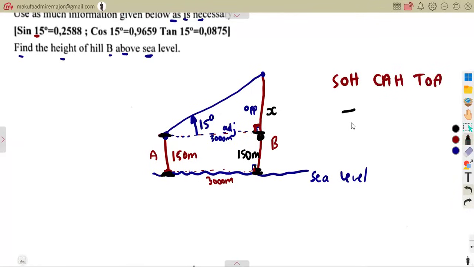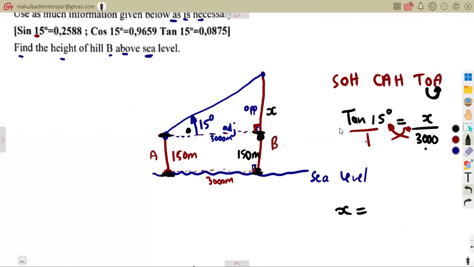So that is, let's substitute according to this ratio, the tan is opposite over adjacent. That is the tan of the angle 15 degrees is equal to the opposite over that. So the opposite, that is our X, over the adjacent, which is 3000 meters. So that means you can calculate X. This is same as over one. So cross multiply one times X, that will be X is equal to 3000 times tan 15 degrees. That is 3000 tan 15 degrees.